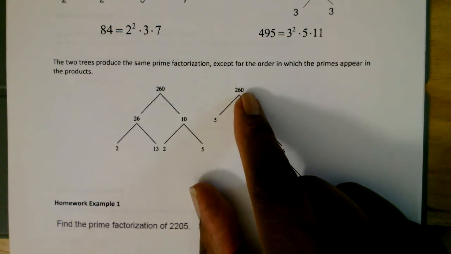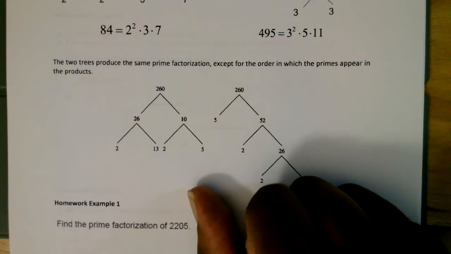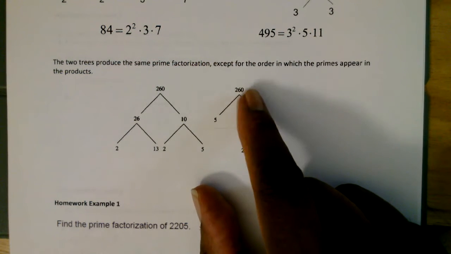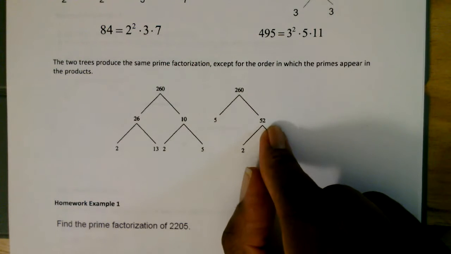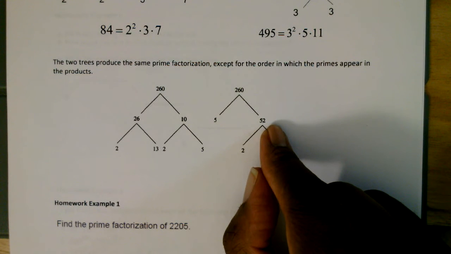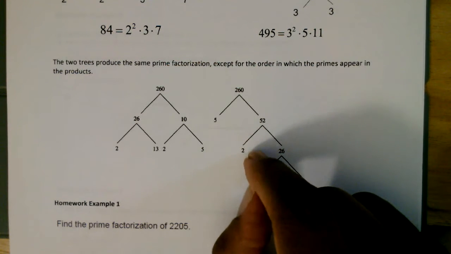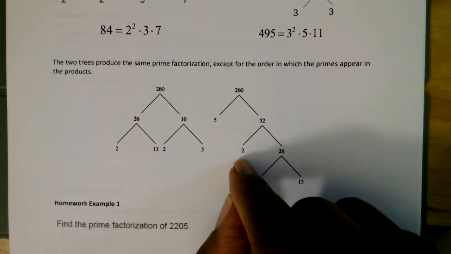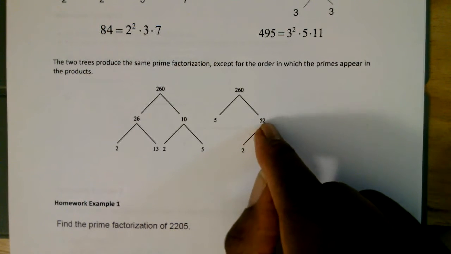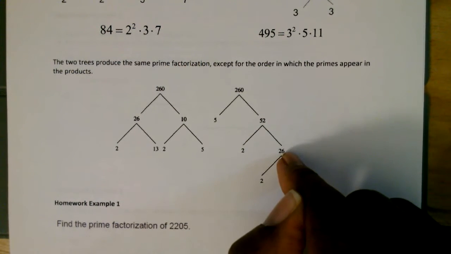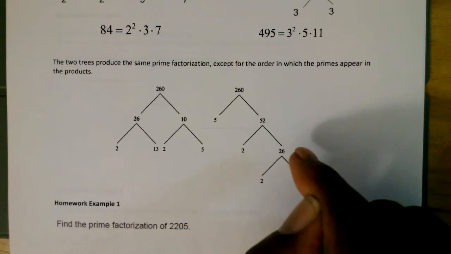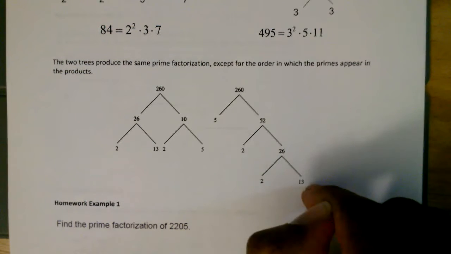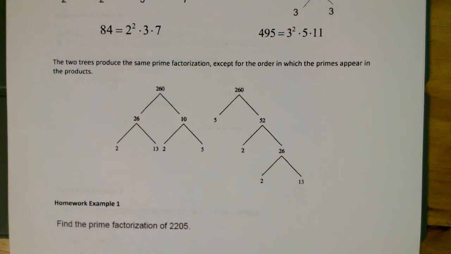Now, another way of breaking up 260 is this. Since 260 is a multiple of 5, we'll do 5 times what number gives me 260? And that would be 52. And then 52 can be broken up, since we'll start with 2, since 52 is an even number. 2 goes into 52 26 times, so that's 2 times 26, and 2 is prime. And then 26 can be broken up as 2 times 13. So as you can see, you get the same prime factorization. The only difference here, with the exception, is the order in which the primes appear in the products.